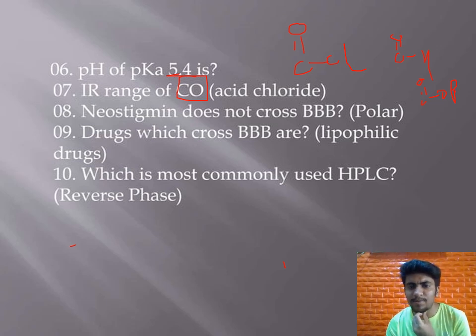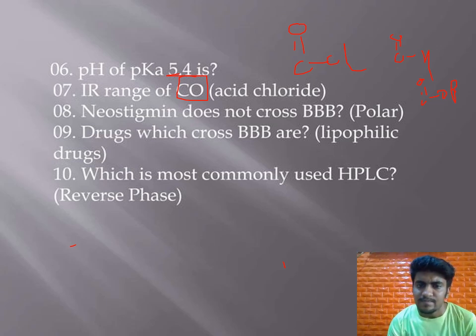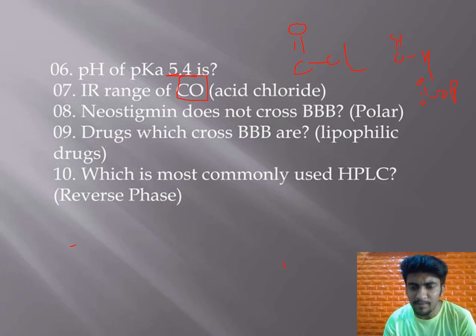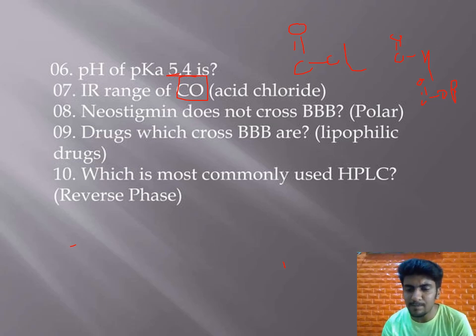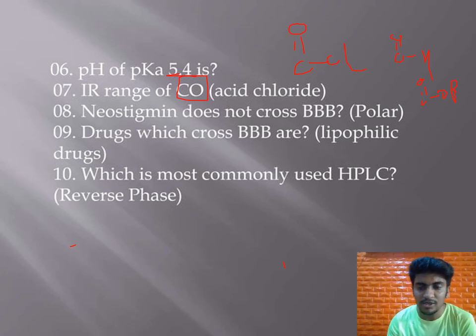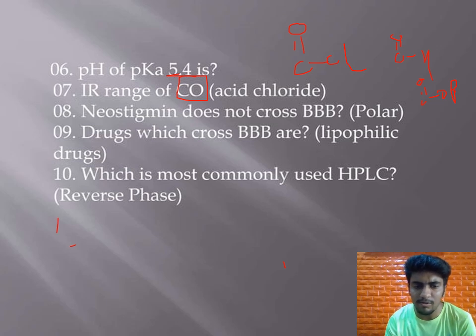Neostigmine does not cross the blood-brain barrier because neostigmine is polar in nature, right? The next question was: drugs which cross the blood-brain barrier need to be permeable, need to be highly lipophilic. The molecular weight must be, like we all know about Lipinski's rule of 5 for oral acceptability, right? Log P less than 5, molecular weight less than 500 Daltons, right? We all know hydrogen bond acceptors and hydrogen bond donors are included in this.